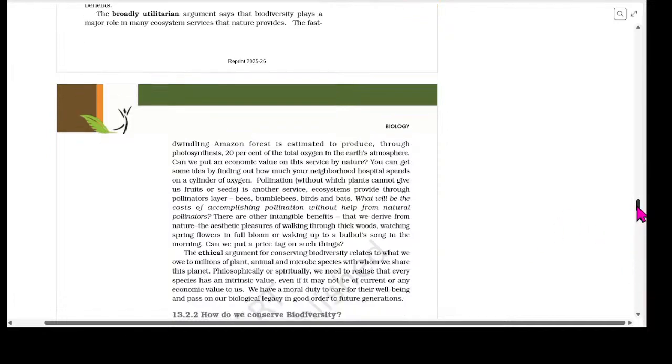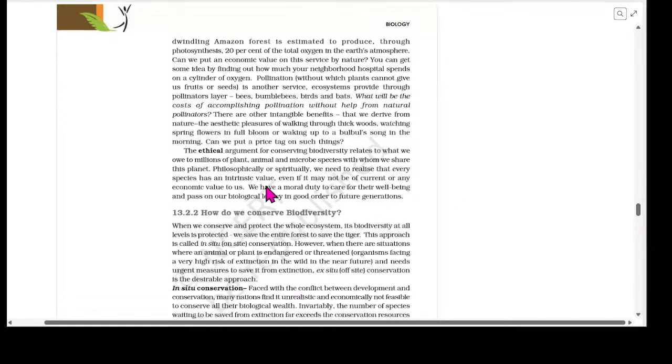There are other intangible benefits that we derive from nature, the aesthetic pleasures of walking through thick woods, watching spring flowers in full bloom, or waking up to a bulbul song in the morning. Can we put a price tag on such things?